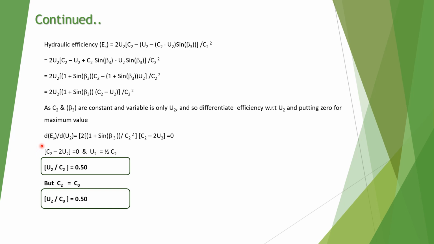So we can write d(efficiency)/dU2 is equal to the differentiation of this. This is the final expression, so we need to differentiate this and put it equal to 0. On solving we get U2 is equal to half C2. So we can write U2 by C2 is equal to half, that is 0.5, but C2 is equal to C0. So we can write U2 by C0 is equal to half or 0.5.